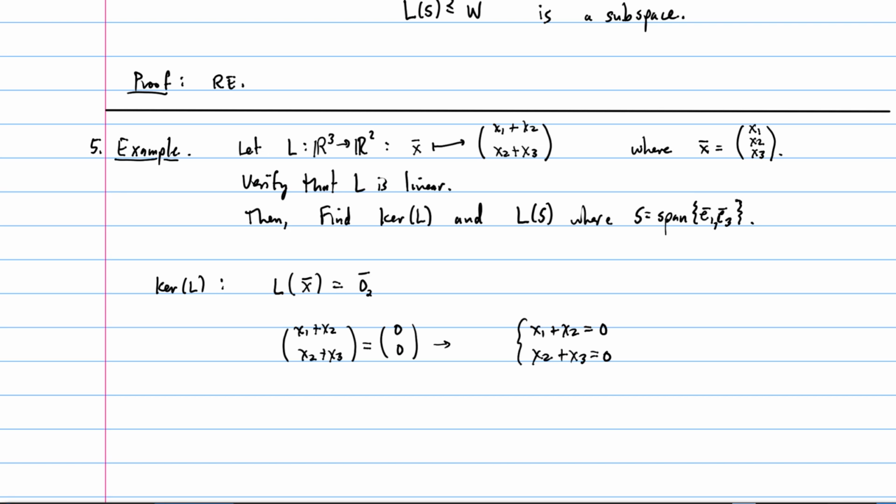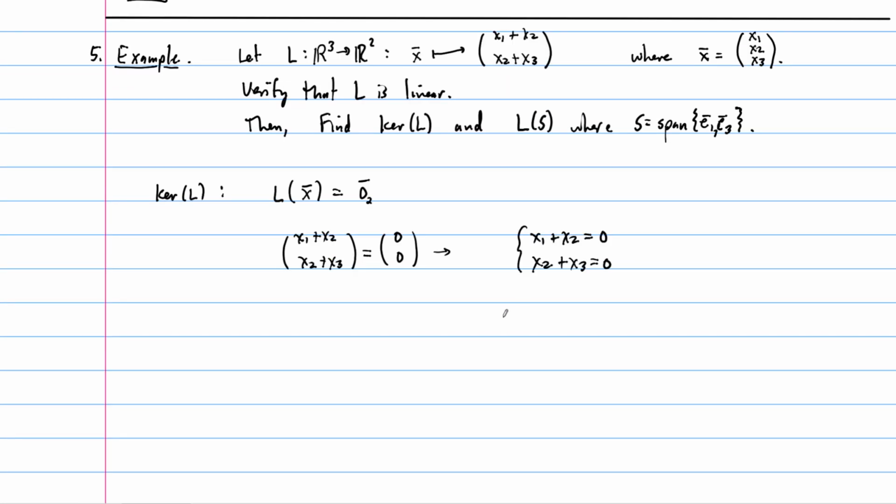Or infinitely many solutions. So that's where we're going to be, right? We're going to have infinitely many solutions here. So look what we can do. We can just rearrange this to get each of these in terms of x2. So we can write x1 is equal to minus x2, and similarly x3 is equal to minus x2, just by subtracting x2 from each side, right?